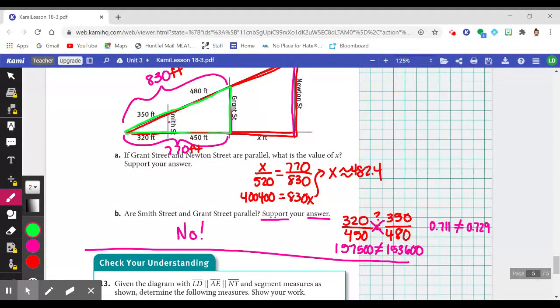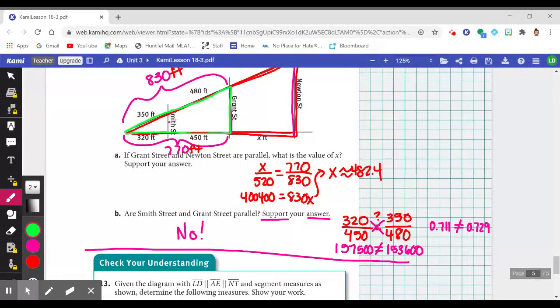Let me explain what this math is over here. One way to write a ratio is a fraction. Well, another way to write a fraction is a decimal. So I wanted to also show you that you could change this ratio to a decimal and then compare the two decimals. And so we see here that 320 over 450 as a decimal is 0.711 roughly, and 350 over 480 is roughly 0.729. So two ways to show that these ratios are not equal. And if these ratios are not equal, then corresponding sides are not proportional. And if corresponding sides are not proportional, Smith Street is not parallel to Grant Street.